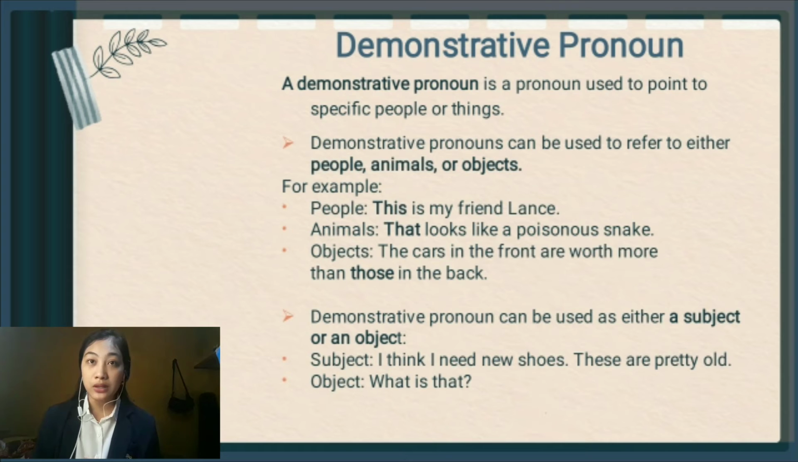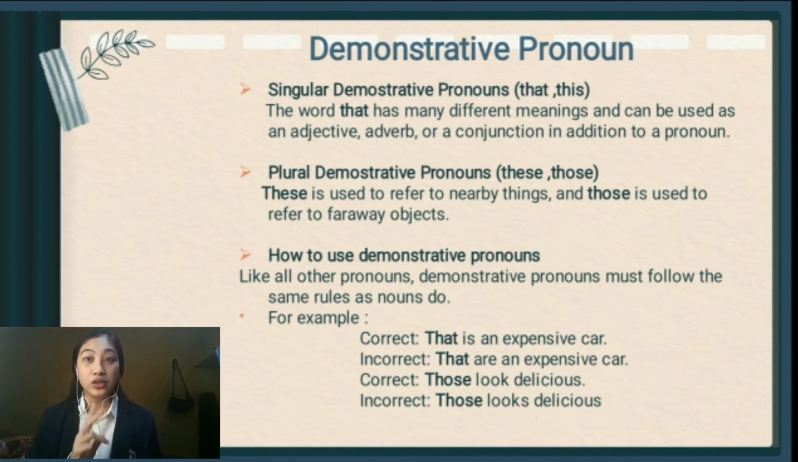Demonstrative pronouns can be used as either a subject or an object. For the subject, I think I need new shoes. These are pretty old. For the object, what is that? In demonstrative pronouns, there are two types. The first one is singular and the second one is plural.